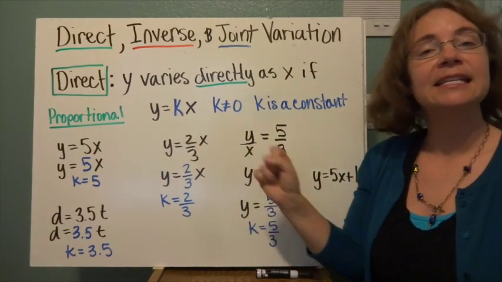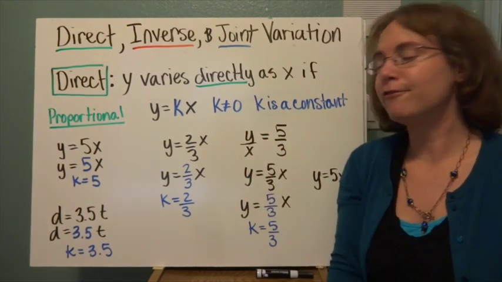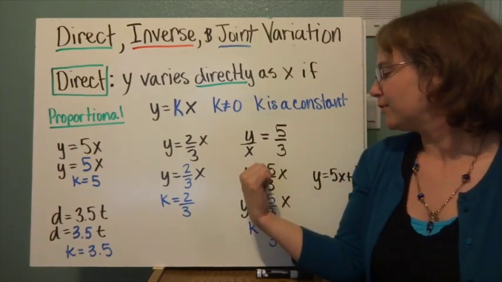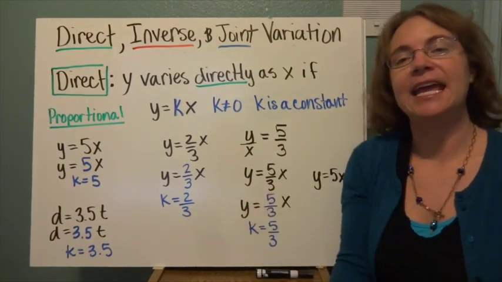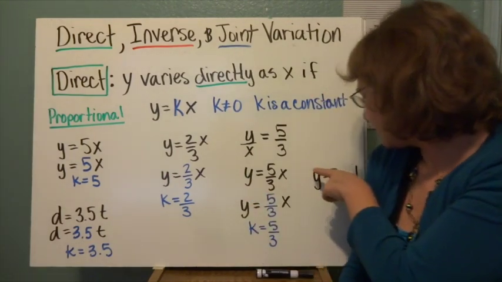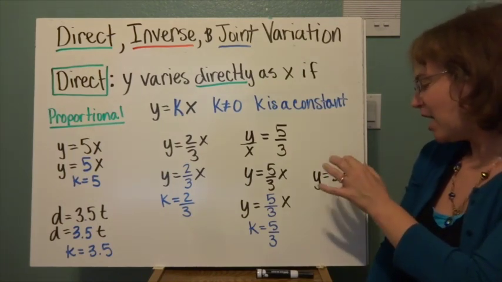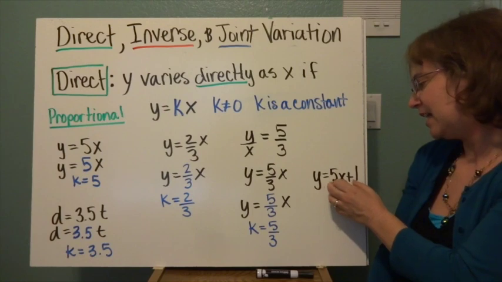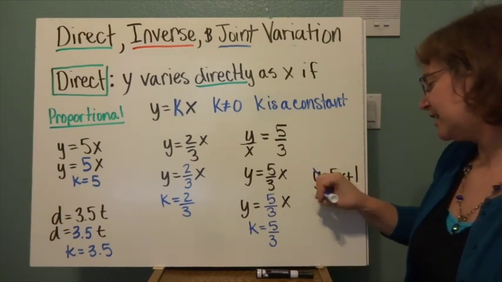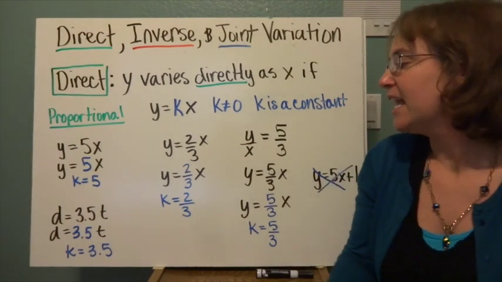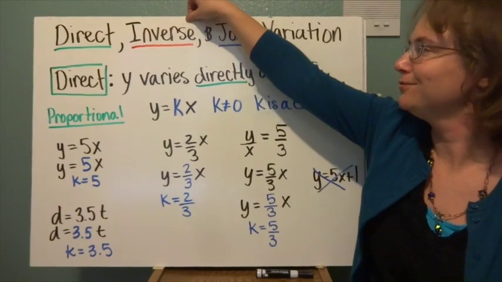Here, if it's written differently, you can rewrite it to see if it can fit this form. In this case, I can multiply both sides by x, and I have y is equal to 5/3 x. 5/3 then is my constant. Y equals 5/3 x. My k is 5/3. Now, if I have something like this extra additional 1, I'm not always multiplying x by something in order to get y. I'm also adding 1. So this is not an example of direct variation. It has to just be multiplied by that constant with no additional addition.